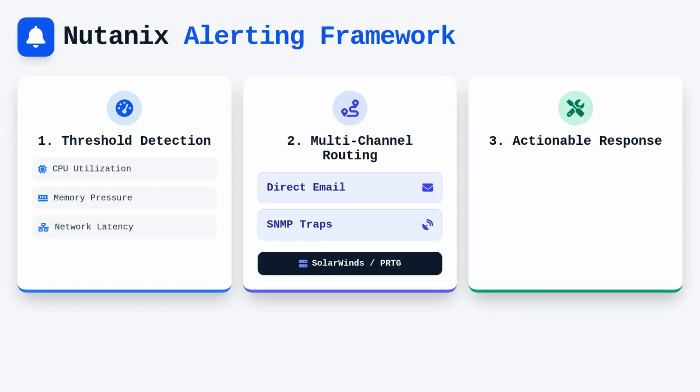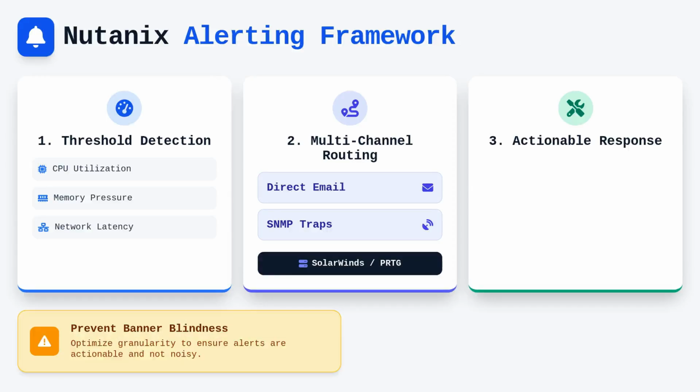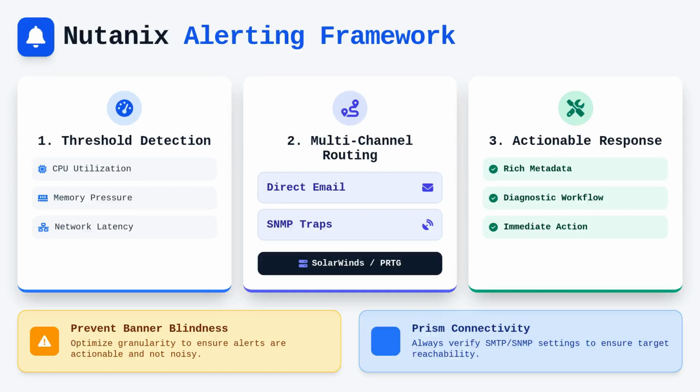The critical aspect here is defining the right level of granularity for your notifications, as flooding an inbox with noisy alerts often leads to banner blindness. You should aim to configure alerts that are actionable, ensuring that each notification provides enough metadata to initiate a diagnostic workflow immediately upon receipt. Always verify the SMTP or SNMP connectivity configuration within the Prism settings to ensure that the infrastructure can successfully reach your monitoring targets during a failure event.